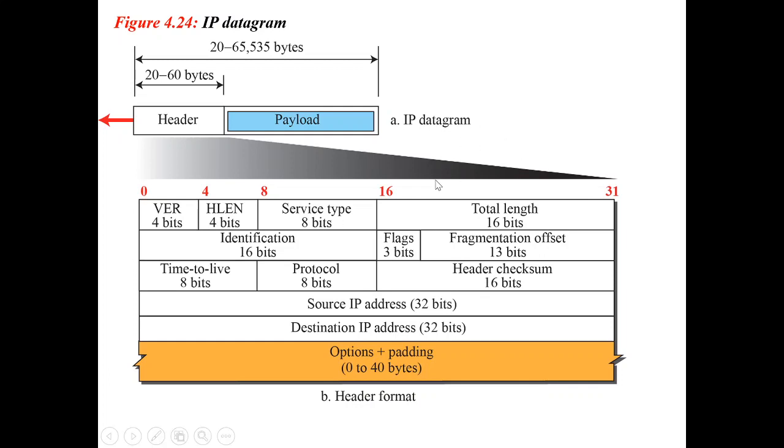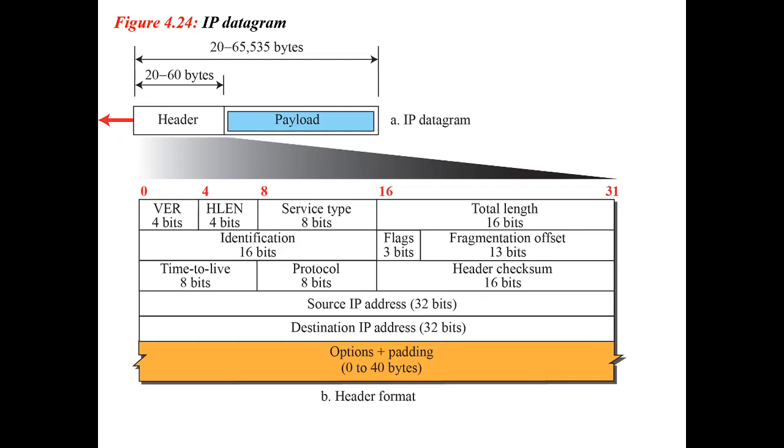Now this is the header format. It consists of various fields. First field is version, which is of 4 bits. It gives the version of IP. Then next 4 bits are H length, that is header length. Next field is service type, which is of 8 bits.